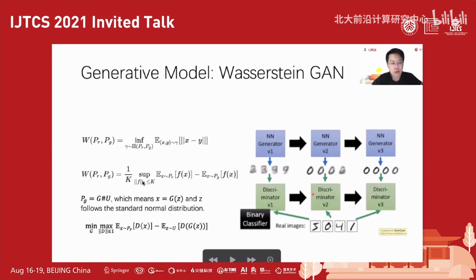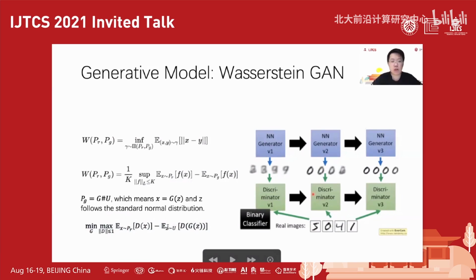So here we have a constraint that the Lipschitz constant of f should be upper bounded by k, which constrains the gradient norm of f. And by using this Wasserstein 1 distance, we can figure out a way to measure the distance between the generated distribution and the target distribution, which can be converted into an optimization problem.